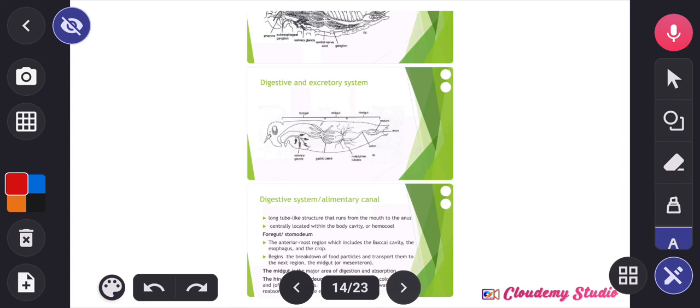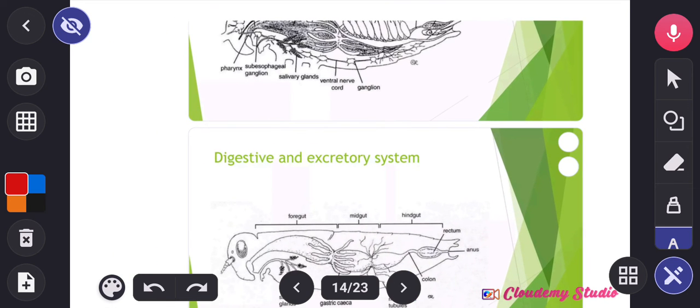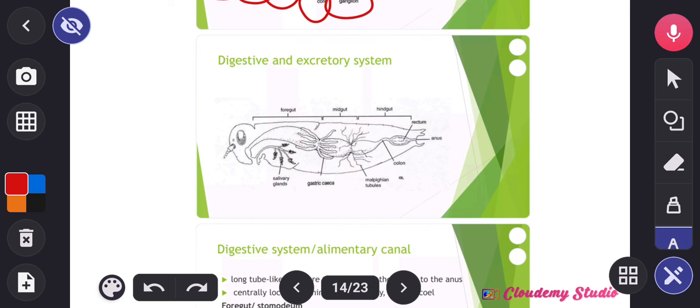Now let us move to the insect internal morphology. Look at this, the internal morphology. We have the pharynx, the subesophageal ganglion, the salivary gland, the ventral nerve cord, and the ganglion. Also this is their digestive system, where we have three guts: the foregut, the midgut, and the hindgut. And we have some other components. In the foregut, we have the salivary gland.